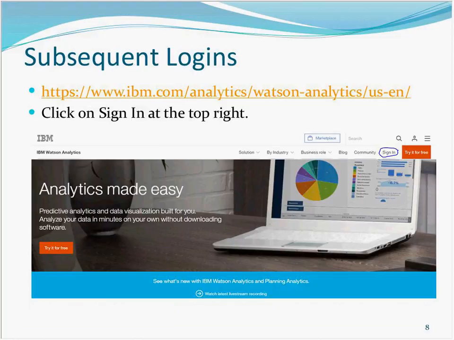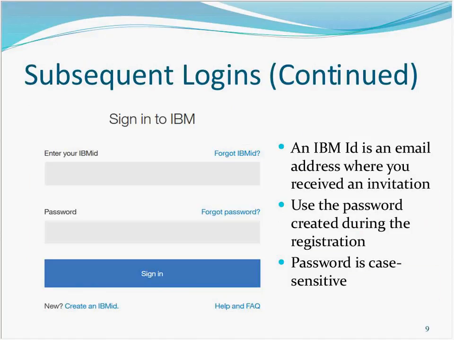Next, here is the URL that you use for subsequent logins. You need to accept your Watson Analytics invitation only once. For each subsequent login, you're going to use this URL and click sign in. All right, this is what you're going to do. Here is the page that you're going to be redirected to. You're going to put in your IBM ID and the password that you created. Remember, the IBM ID is the email where you got your invitation.